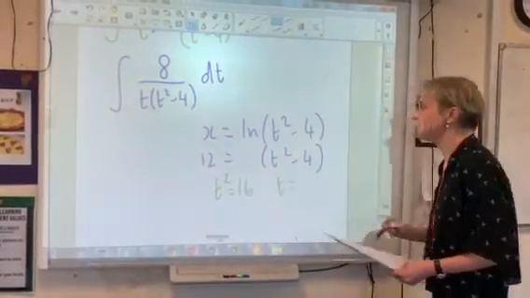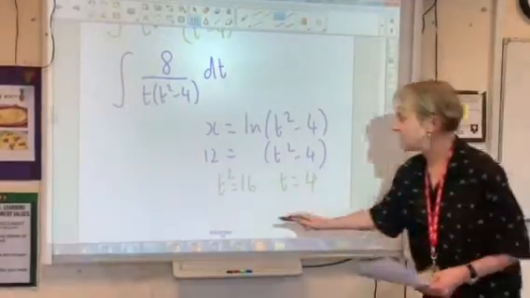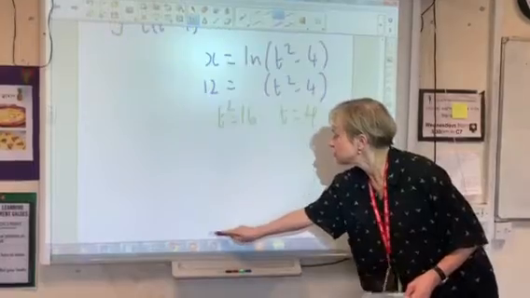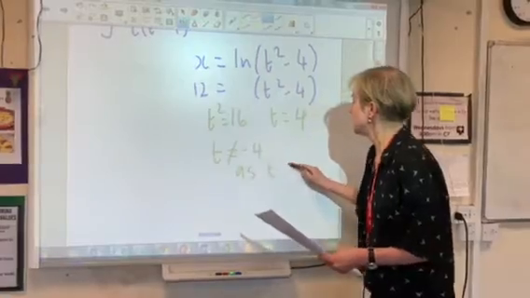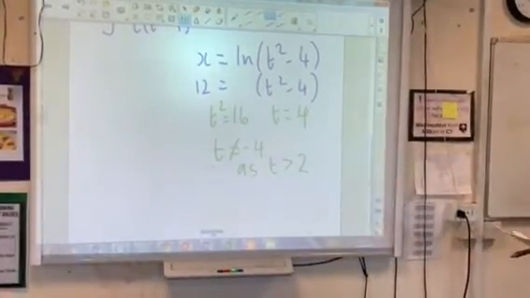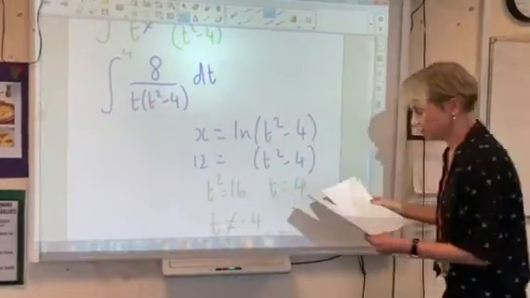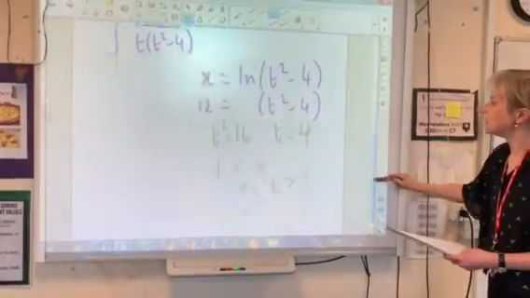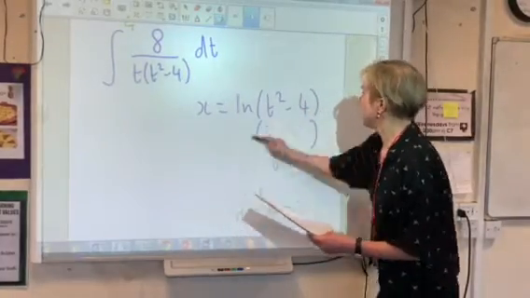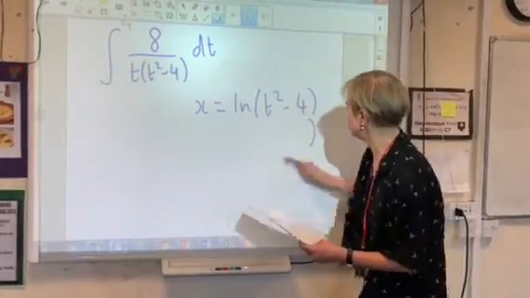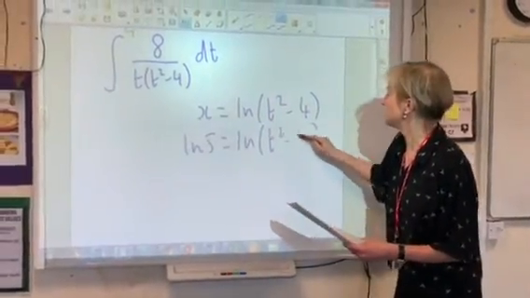t would be plus or minus 4, but of course in the question at the beginning it did say that t is greater than 2. So t cannot equal minus 4 as t is greater than 2. I would mention that. So you've got your upper limit, which is 4, and then you're going to work out your lower limit. So your lower x value, exactly the same. We had x is ln 5, so you're going to have ln 5 is ln of t squared minus 4.